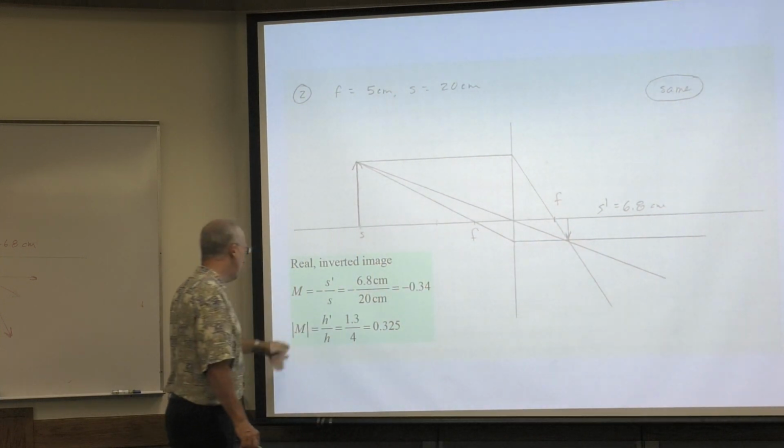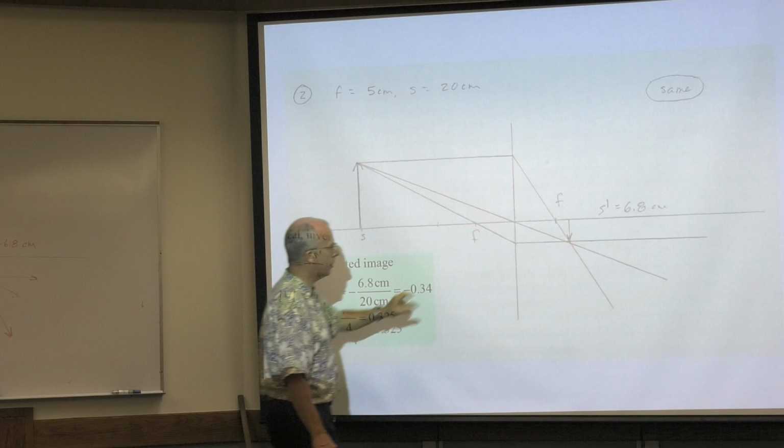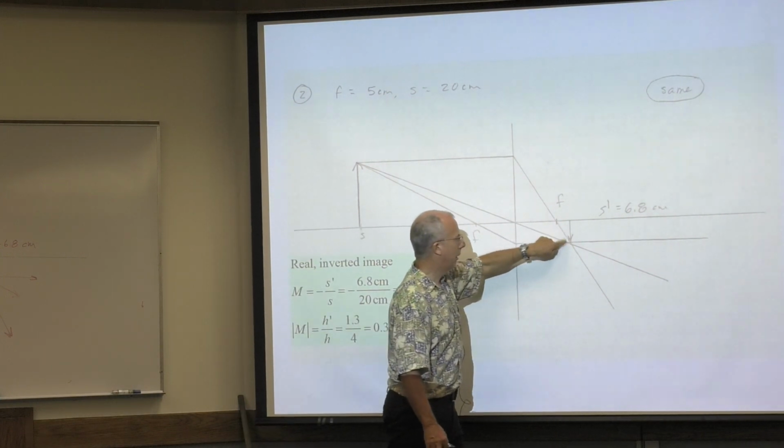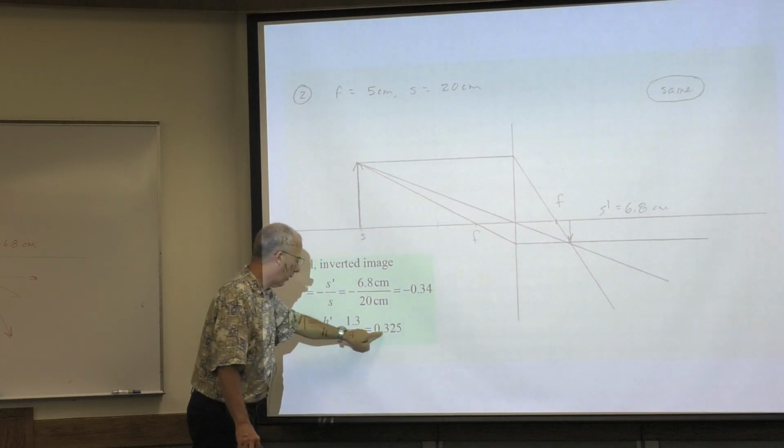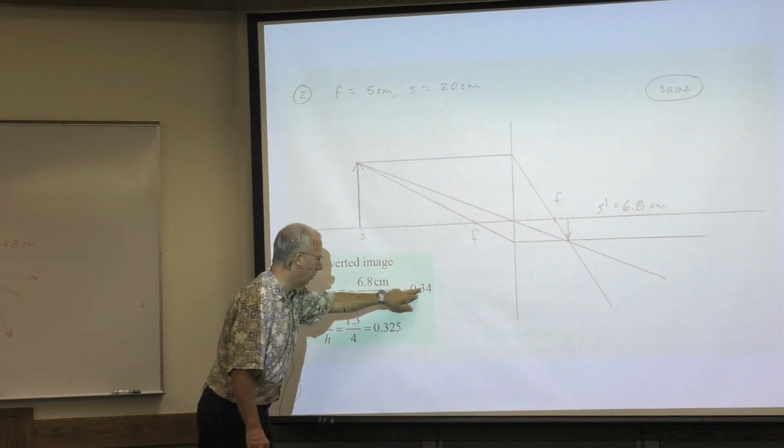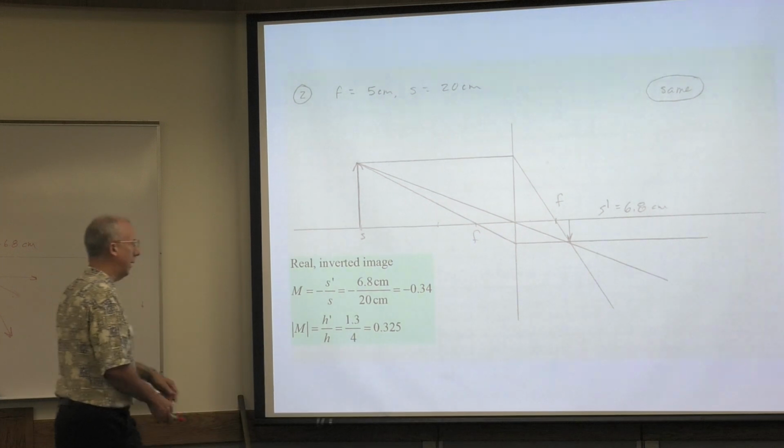Right, now we find the magnitude of the magnification, H prime. So we measure the length here. And then we divide that by the length here, and we get 0.325. So that's not bad, right? Just for drawing, you know, close enough for me.